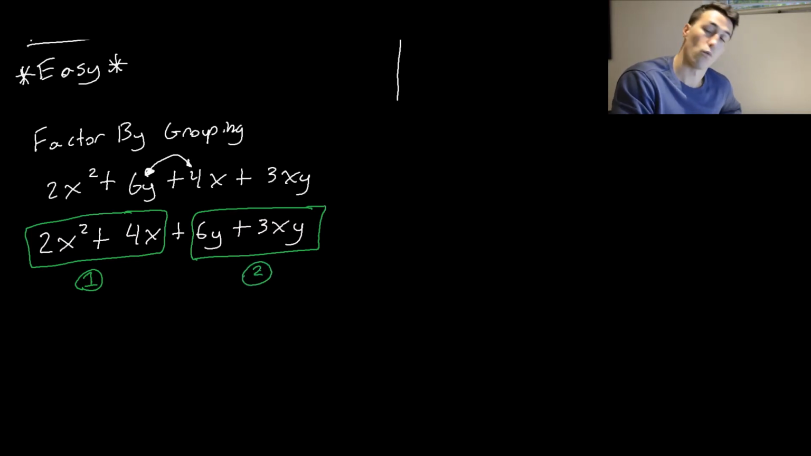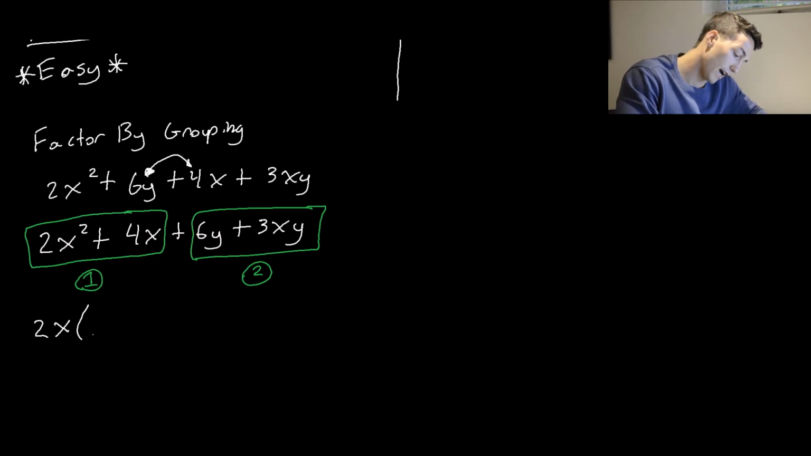If we were to look at group 1 only, let's see if there's a GCF, or a greatest common factor, of group 1. What we can see is that there's a 2 and there's a 4 for the coefficients. So the GCF of that would be 2. You can write 2. And then, before I go to the bracket, there's also an x in both these terms, so we can factor out an x. And then we're going to be left with x plus 2.